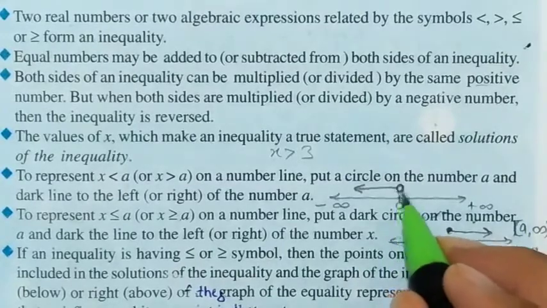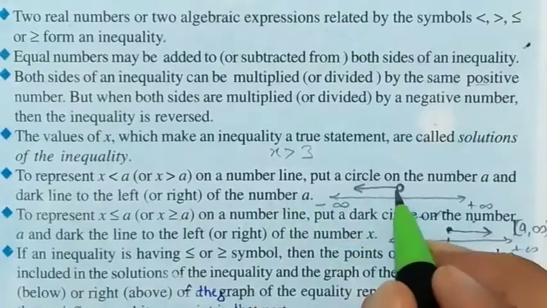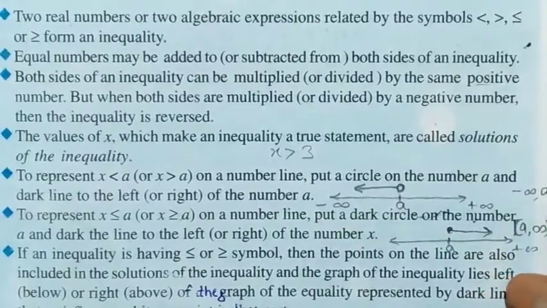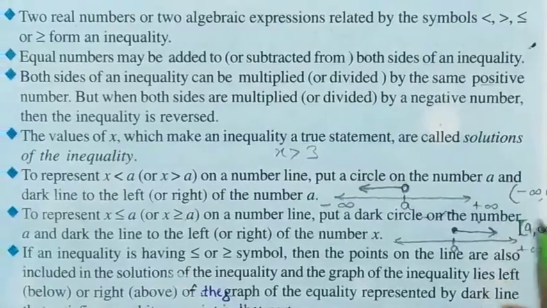But here a is a small circle, called a hole, and it goes up to the left, so this range we can represent as minus infinity to a, but it's open. This is called open if we put this in small braces.